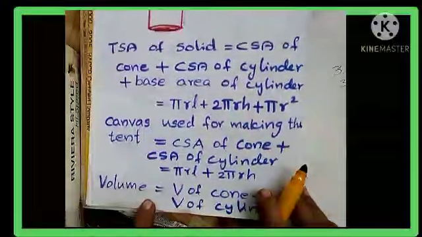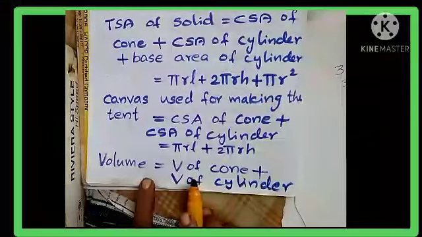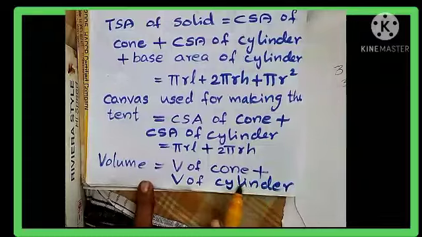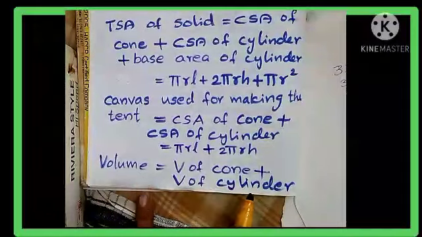And now what is its volume? Volume will be the sum of the two volumes. That is volume of cone plus volume of cylinder.